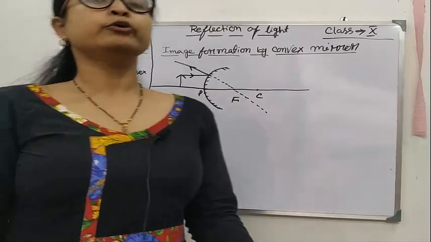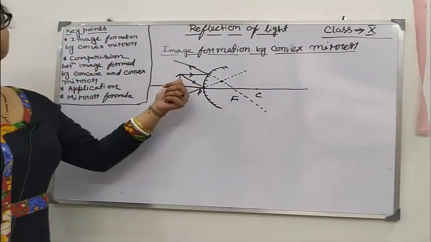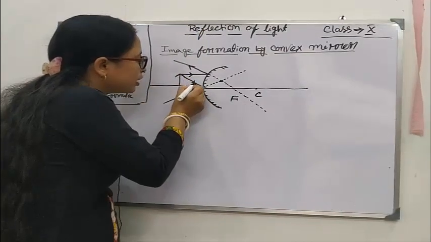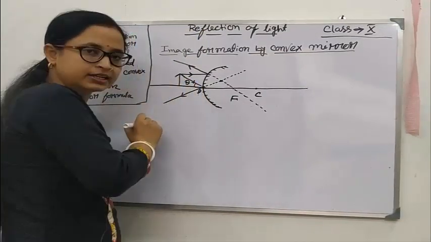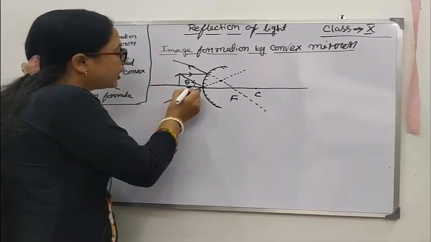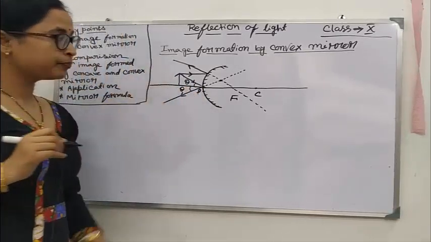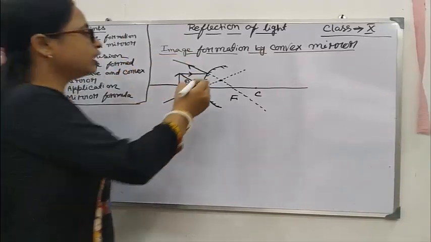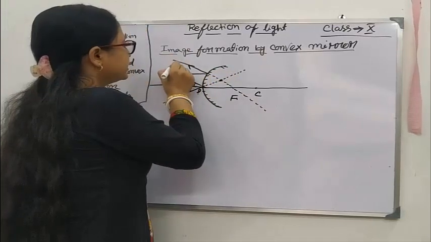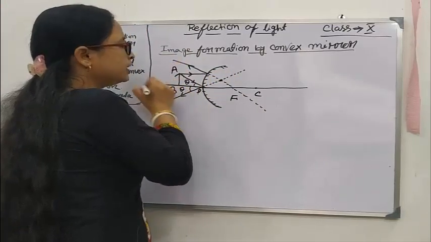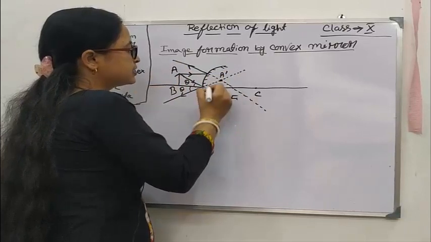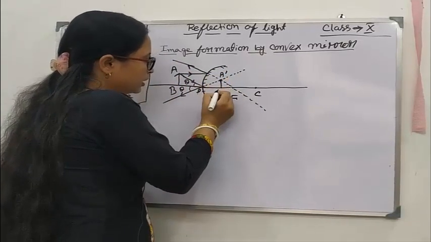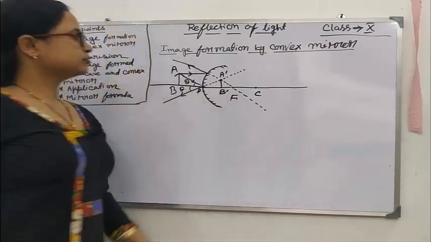Now one more ray we have to draw. Look, here I have drawn one incident ray which is incident obliquely at the pole. That means if the incident angle is theta, then the reflection angle is also theta. Now if we extend these two reflected rays, they will meet at this point. Let us denote the object as AB and this point as A dash. And if you draw a perpendicular like this, it will be B dash.